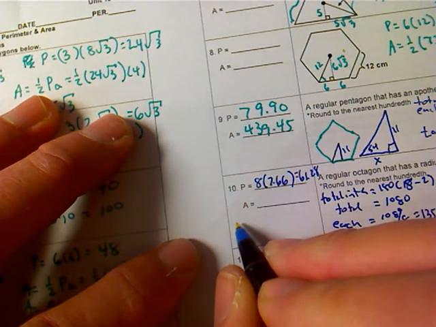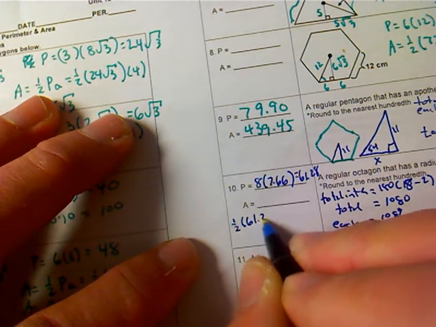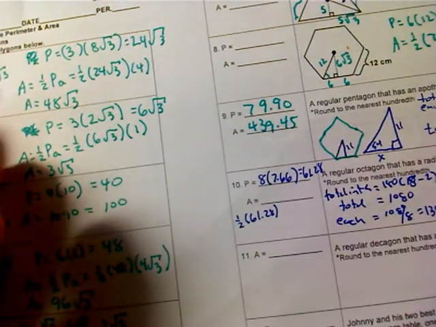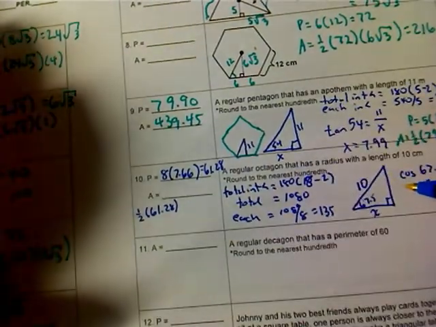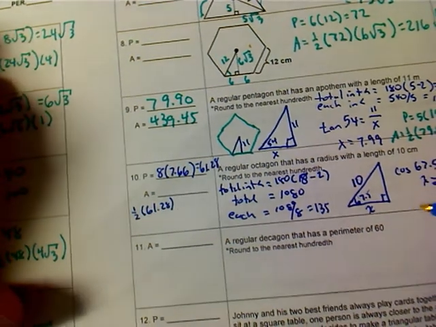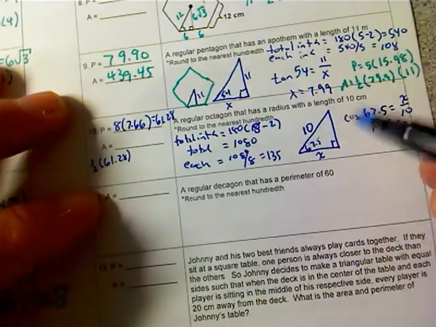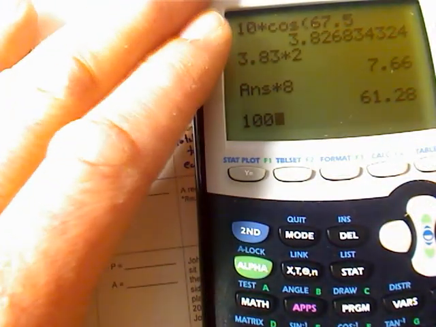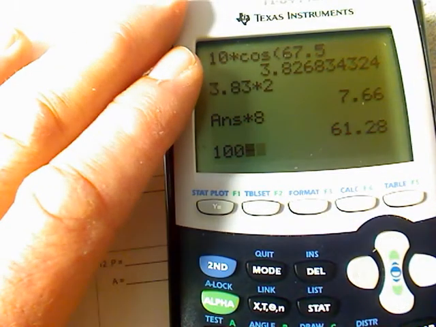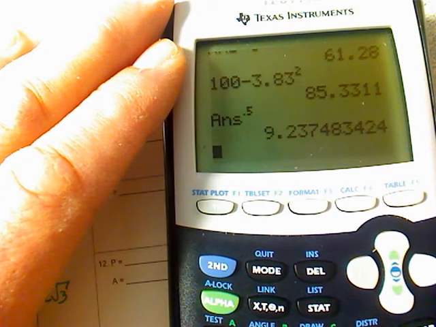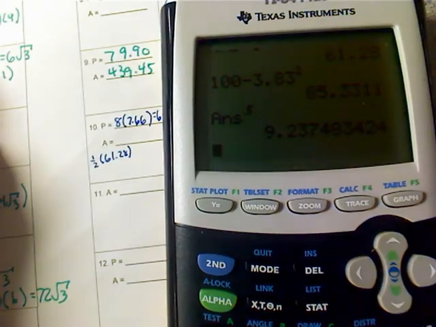And the area is 1/2 the perimeter times the apothem. Oh man, I don't have the apothem. So I need to find the apothem here. One way to do it would be to use the Pythagorean Theorem. So I've got 10 squared minus 3.83 squared. Take the square root of that. So the apothem is 9.23.